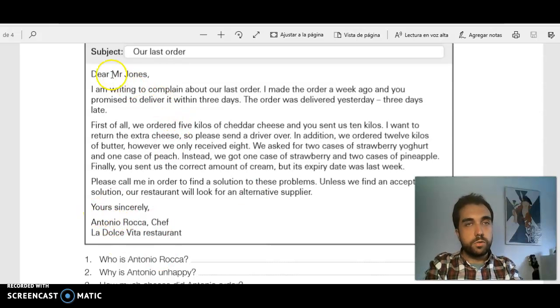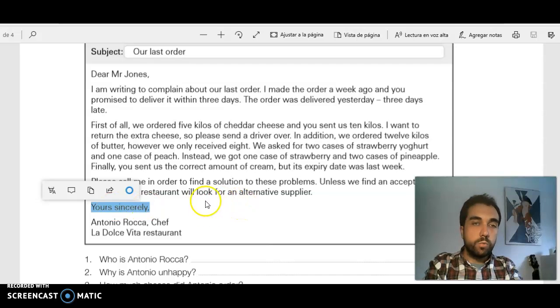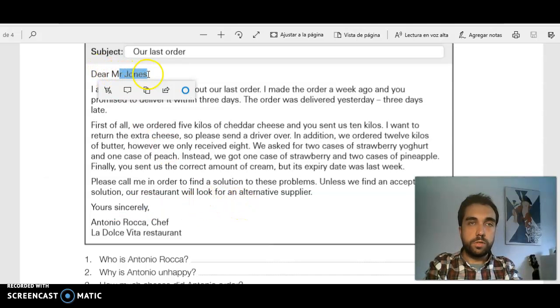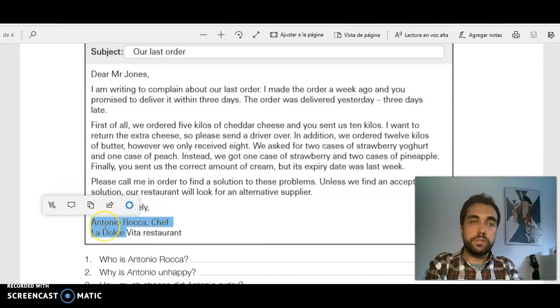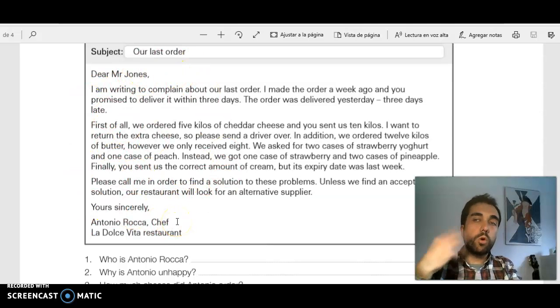In that case, because we know the name of the person, we can end the email saying Yours sincerely. If we don't know the name of the person and we have to say Dear Sir or Madam, we should write at the bottom Yours faithfully. And then all emails must finish with your name and signature. So this is how a formal email works when we have to complain about something.